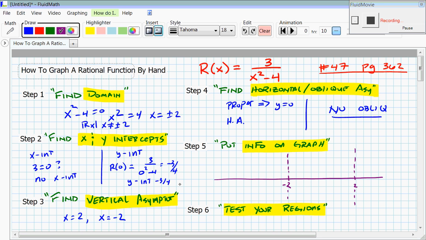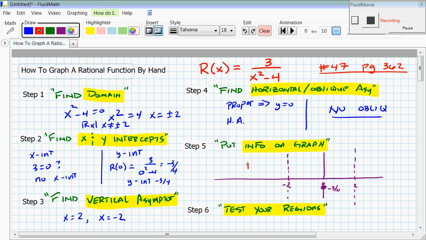Do I have a y-intercept? I have a y-intercept at negative 3/4. So that means that if I call this 0, this is about 0, right? So here's, I know down here at negative 3/4, I'm going to have my y-intercept. Okay? Now this leaves 4 regions to talk about.